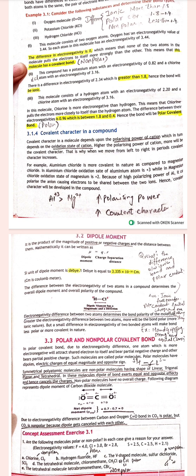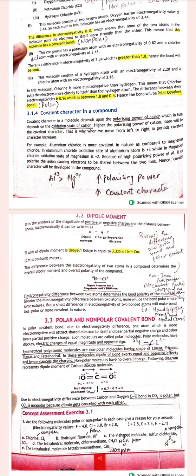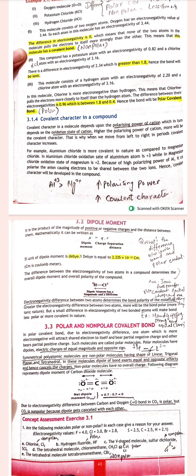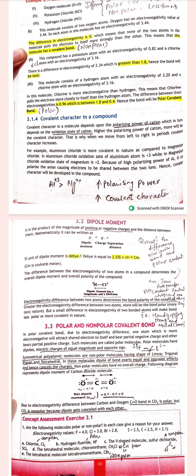And it will also be a non-polar covalent bond because the electronegativity difference is 0, which is less than 0.4. Next one is potassium chloride. This one has electronegativity 0.82 for potassium and 3.16 for chlorine. Obviously, chlorine is more electronegative and will attract the electrons from potassium. The difference between them is 2.34, which is greater than 1.8, so the bond will be ionic.